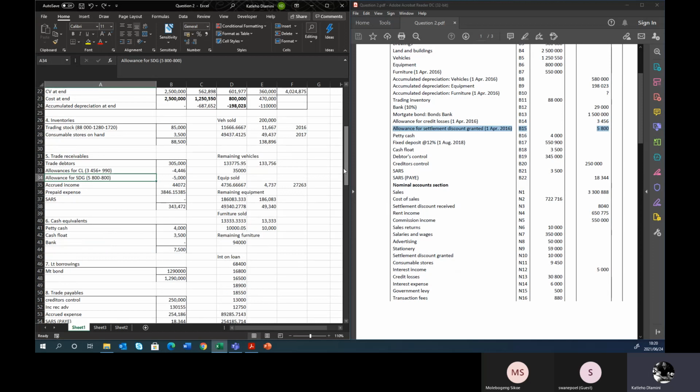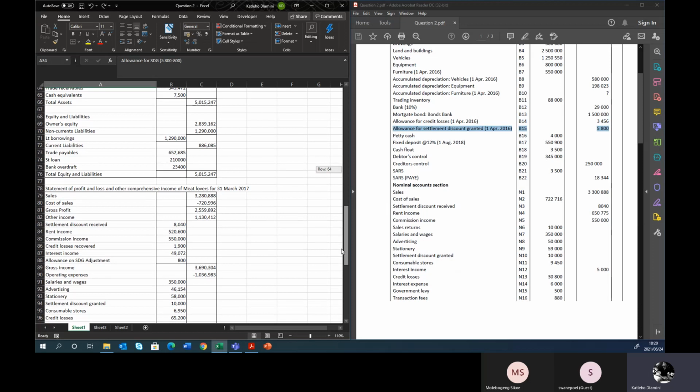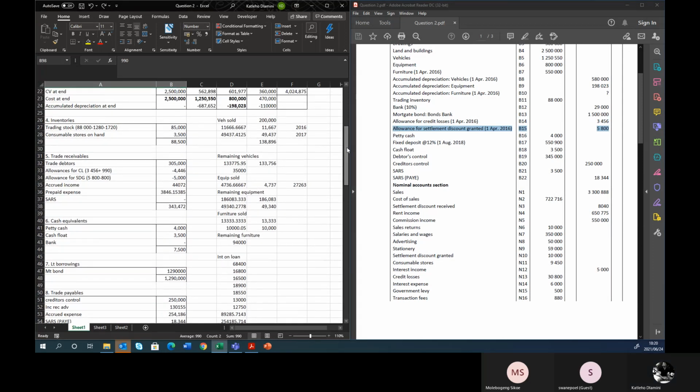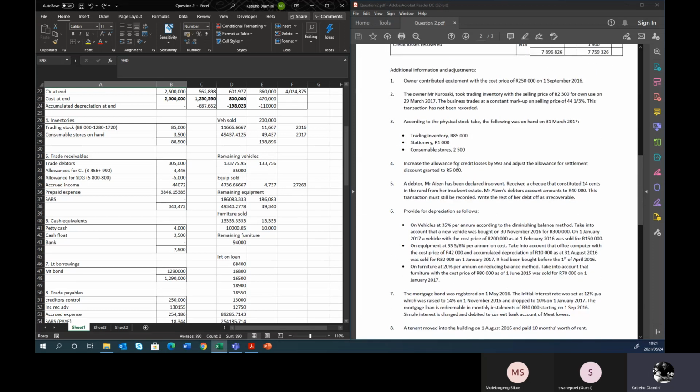So if I go to my income statement, and I know I'm going back and forth a bit, I just want to show you where they are. Back at my income statement, remember the 800 was an income and the 990 was an expense over there. Okay, fine. Let me see before I move on.